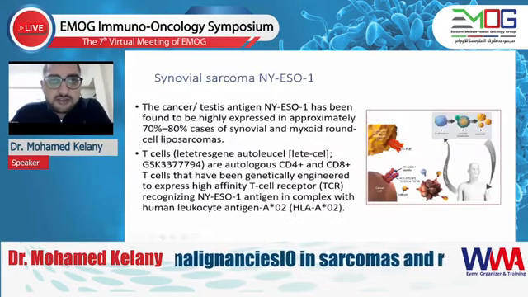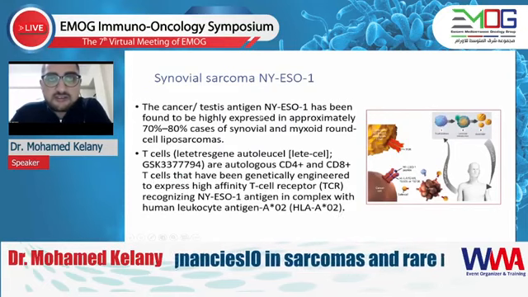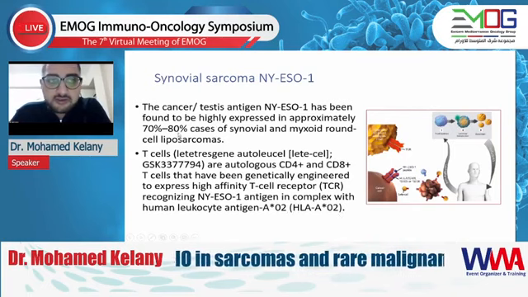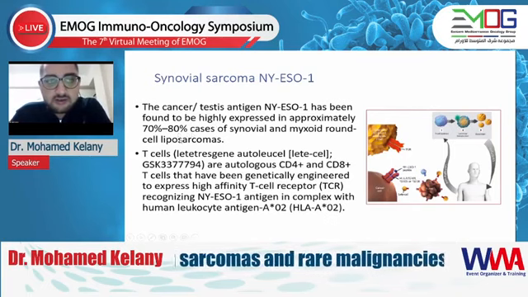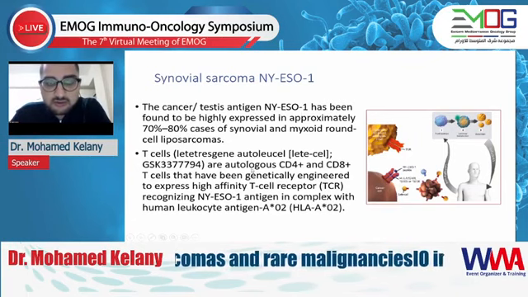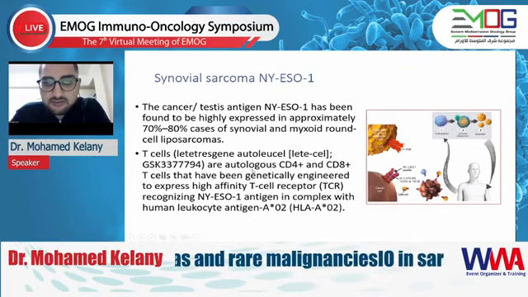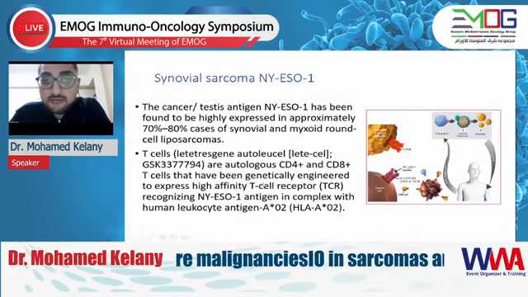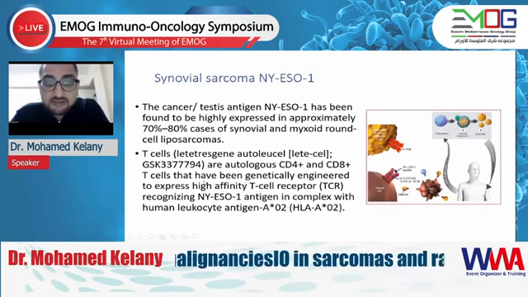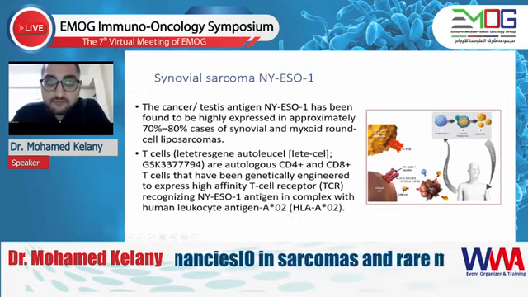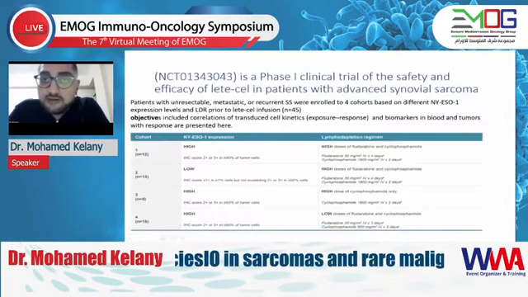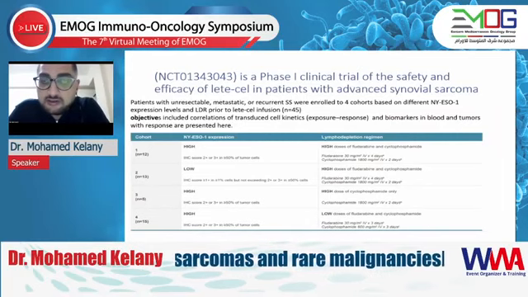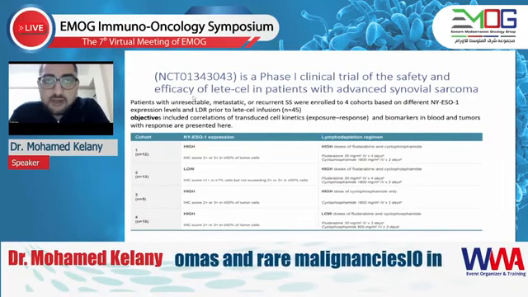Now, synovial sarcoma, as we said previously, highly expresses the cancer testis antigen, in 70 to 80%. We tried to test the UT cell, which is an autologous CD4 positive and CD8 positive T cell that has been genetically engineered to express a high affinity T cell receptor against the cancer testis antigen, in a phase 1 trial testing the safety and efficacy of the UT cell in patients with advanced synovial sarcoma.